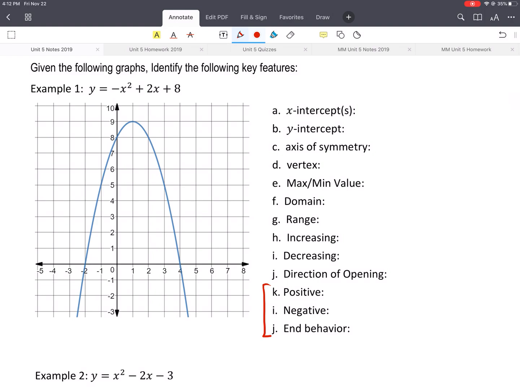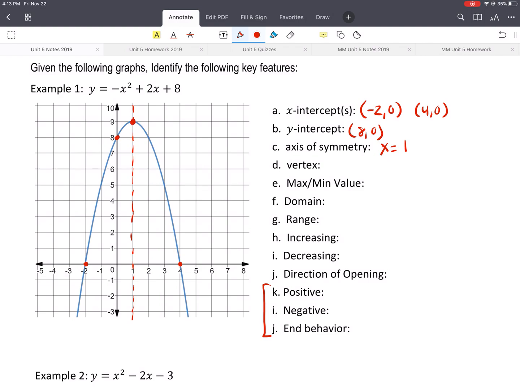So x-intercept. Okay, so here we have 2 of them. One's at negative 2, 0. The other is at 4, 0. Y-intercept is 8, 0. Axis of symmetry, I'll draw a little line of that. Okay, again, it's a line, so we need to write it as x equals, and in this situation, it's x equals 1.